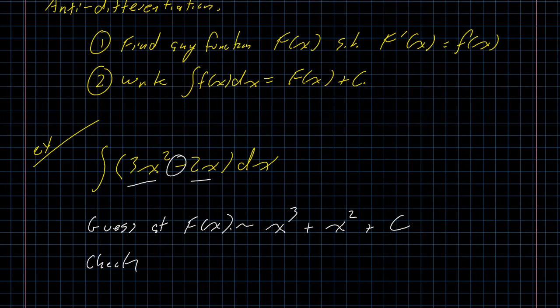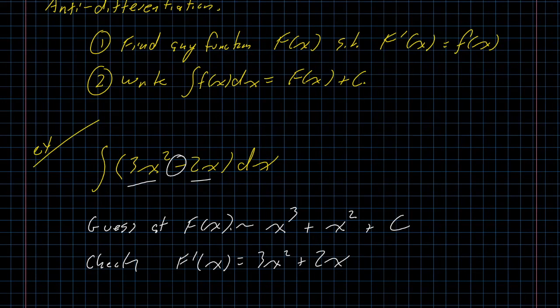Then I check. I take the derivative of my guess. The derivative of x cubed is 3x squared. The derivative of x squared is 2x. The derivative of a constant is 0. And I have 3x squared plus 2x. Well, that's close to what I wanted, but not quite there yet. I need to do something a little bit better.